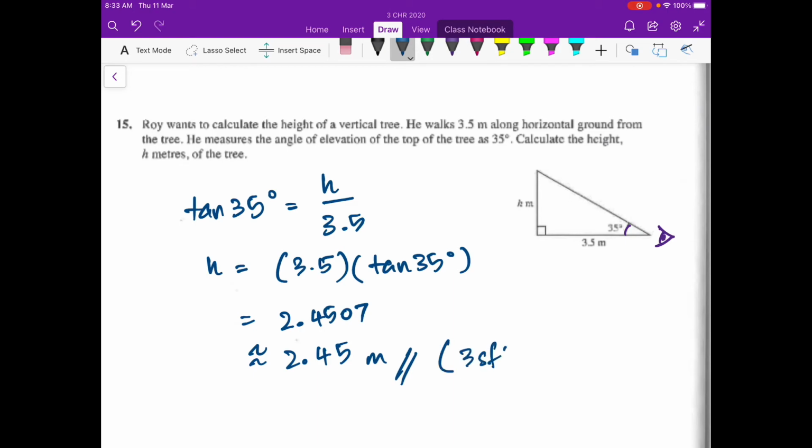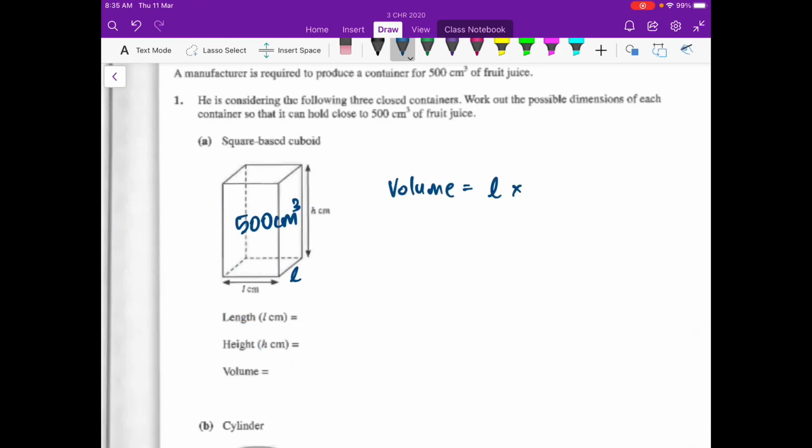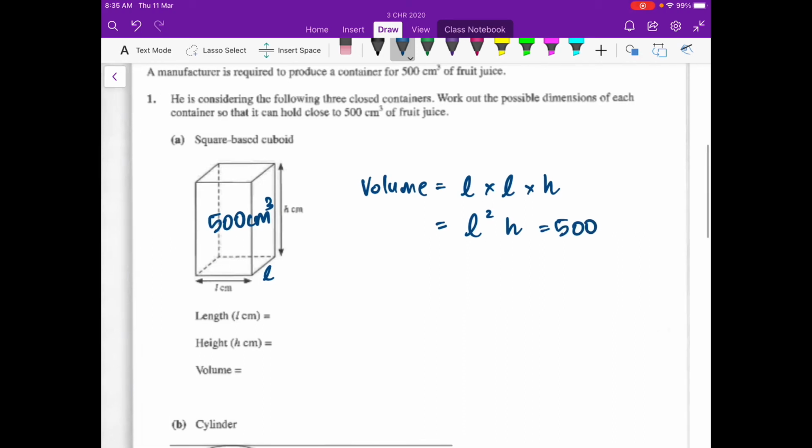To the length times the breadth, which happens to be length also because it's a square. So length times breadth times height. Okay, so this is equal to actually L square H. That's the volume. They want this to be equal to 500. They want it to be 500. So you being the manufacturer, that is your only objective. I want to design it.